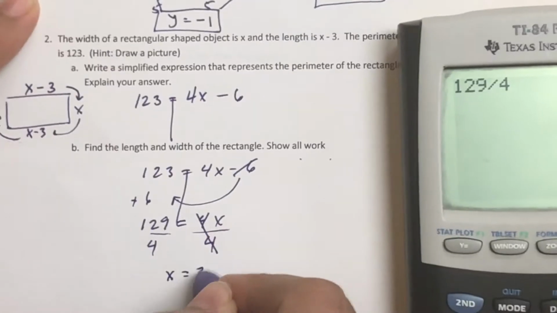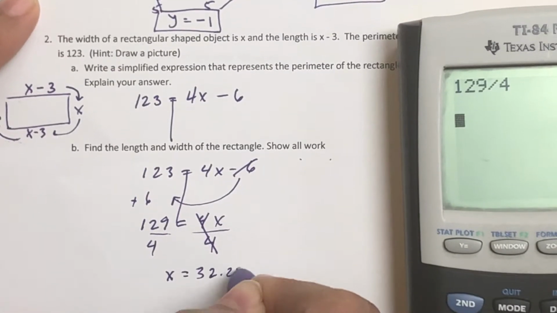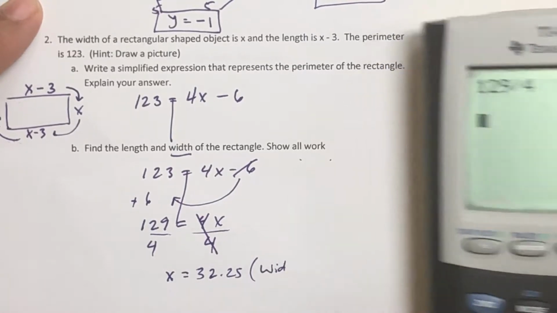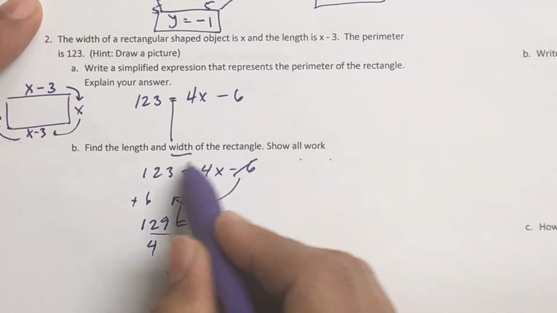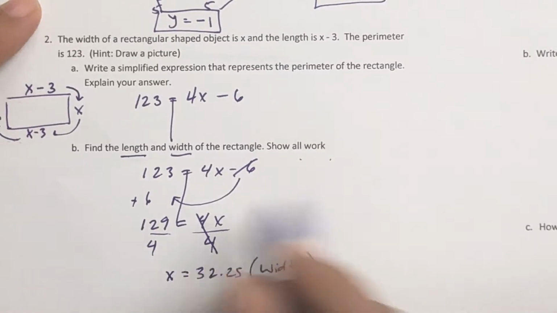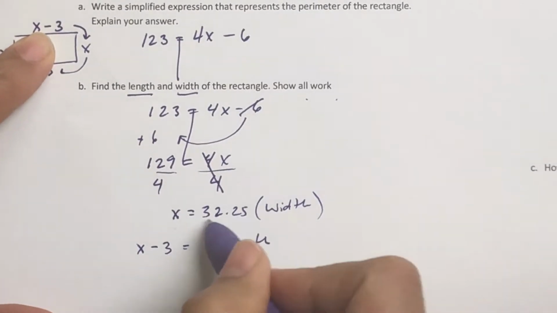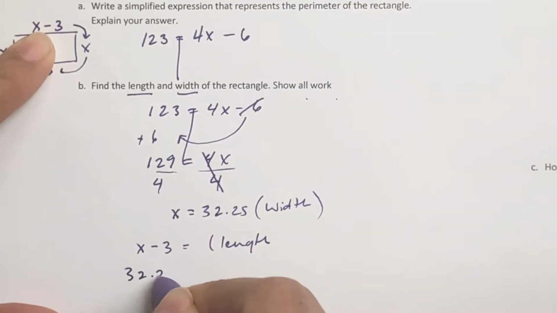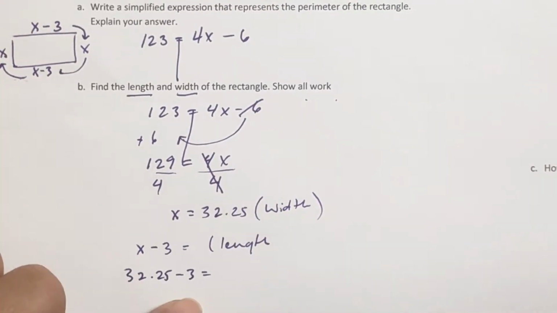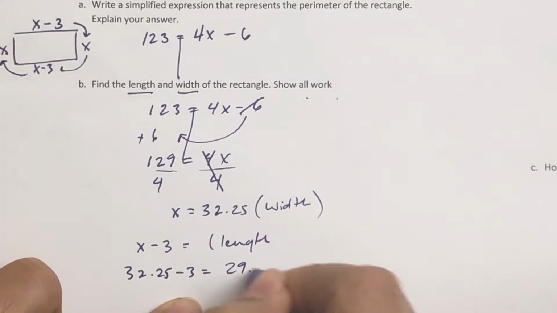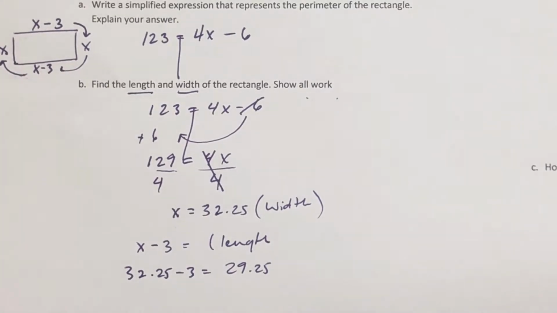32.25. So the width, 32.25. It says find the width of the rectangle. So this is the width. And find the length. The length is x minus 3, right? So x minus 3 is the length. So what's x? 32.25 minus 3 equals 29.25. All right, so that's the length and the width.